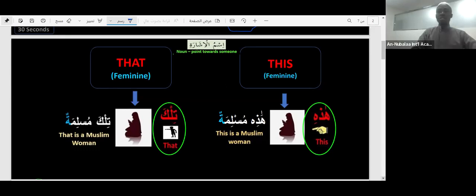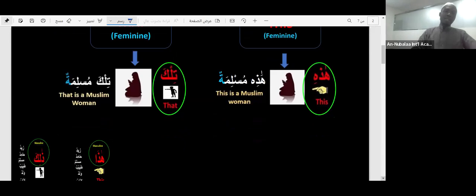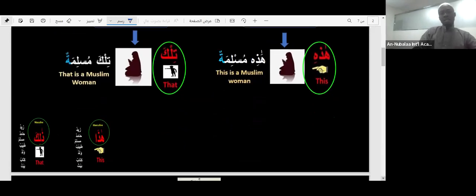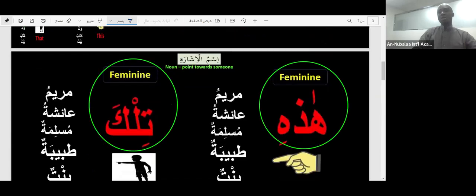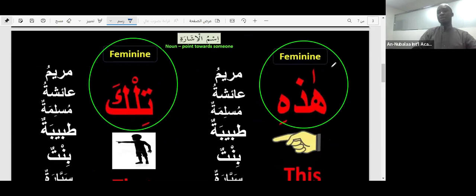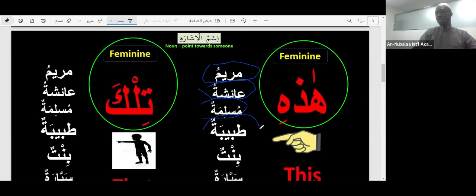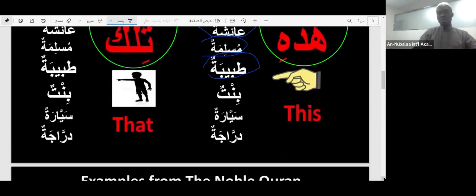Tayyib. Hadhihi muslimatun. This is a Muslim woman. Tilka muslimatun. That is a Muslim woman. So we have hada Zaidun, hada Hamidun for masculine; dhalika Zaidun, dhalika Hamidun. Examples now are hadhihi Maryam, this is Maryam. Hadhihi A'isha, this is A'isha. Hadhihi muslimatun, this is a Muslimah, a Muslim sister, or a Muslim woman. Hadhihi bintun.